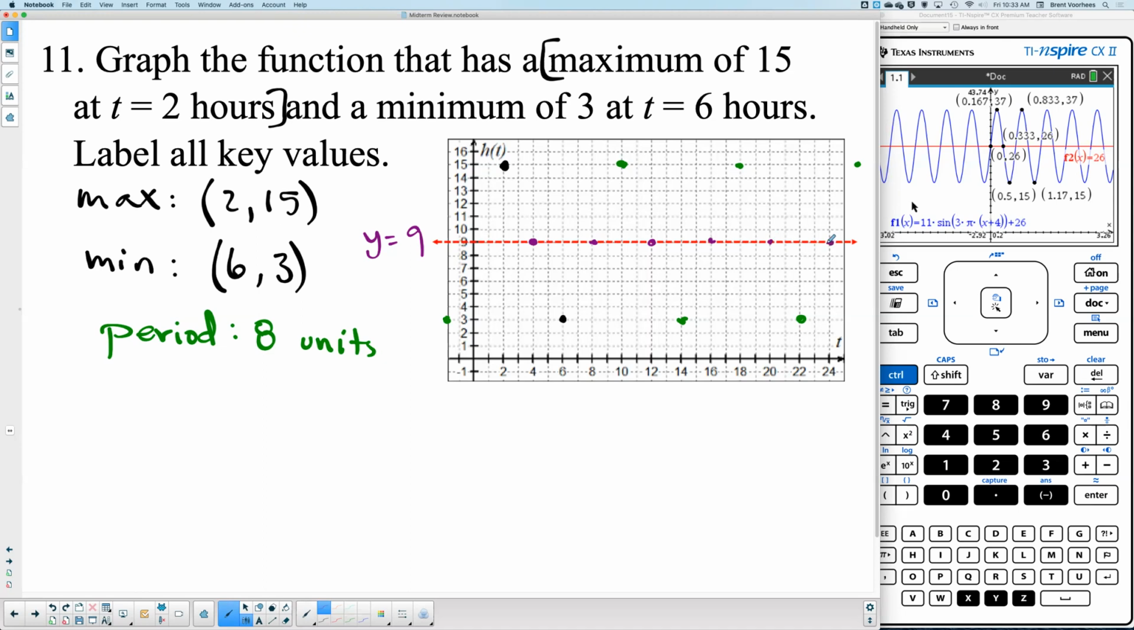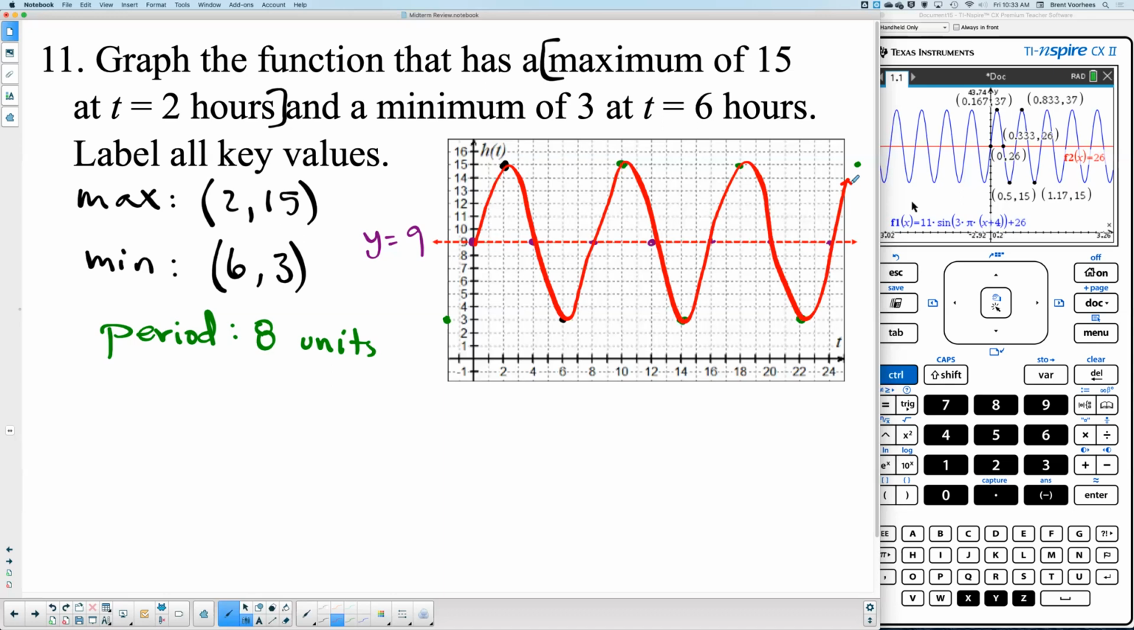All right. Let's connect our dots. We know where we begin from. Why'd you say sine? It starts at the midline, like that.